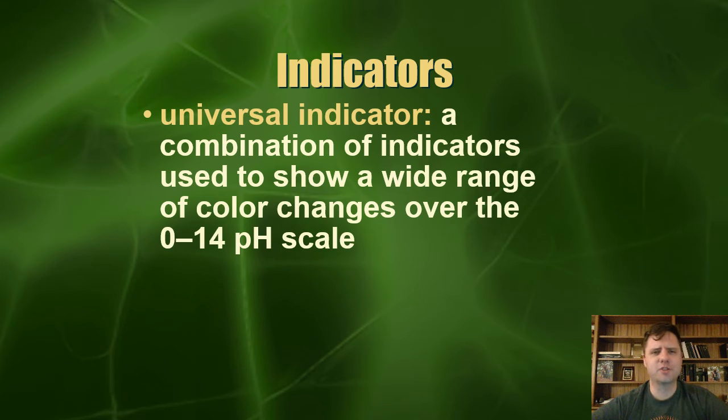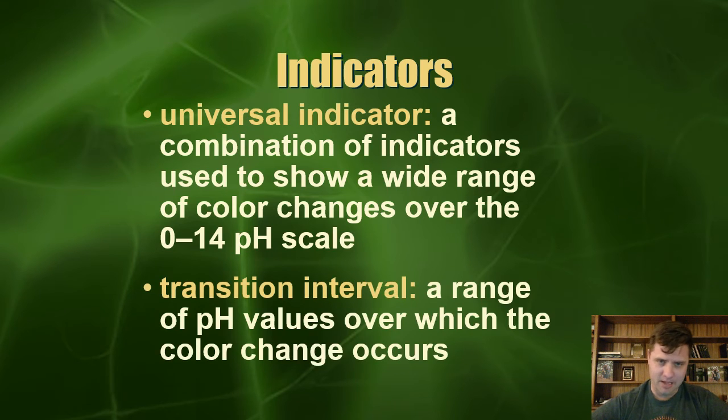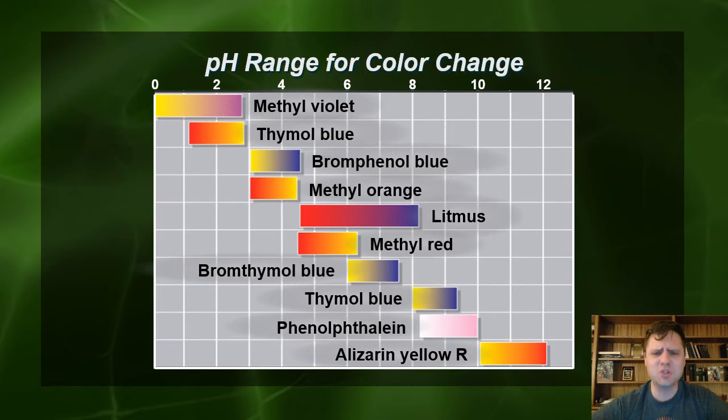A universal indicator is a combination of indicators used to show a wide range of color changes over the 0 to 14 pH scale. And there are transition intervals, a range of pH values over which the color change occurs. So here are some examples of various materials that you can add that will provide a different color change at different areas. So you have methyl violet, thymol blue, bromophenol blue, methyl orange. You notice that all of those are on the acidic part of the chart.